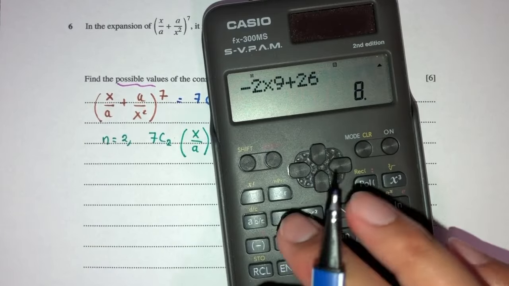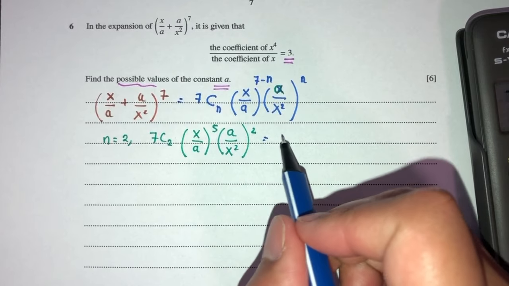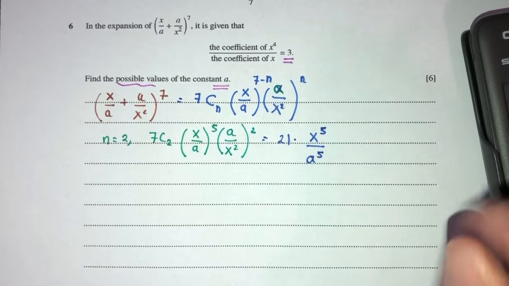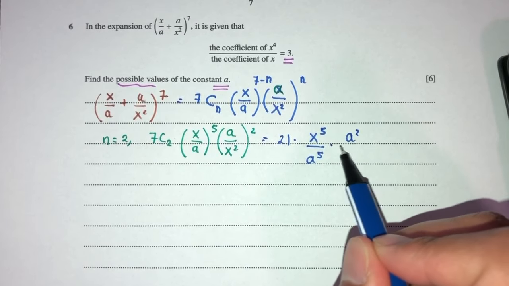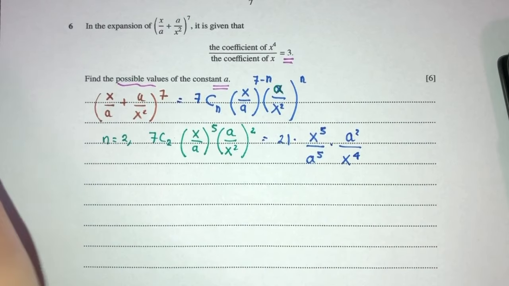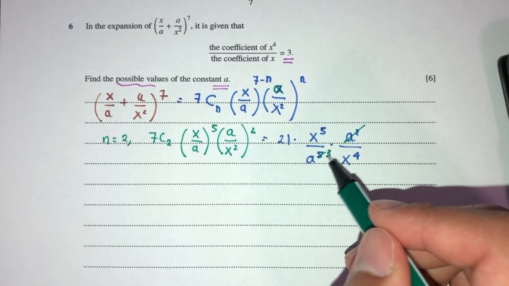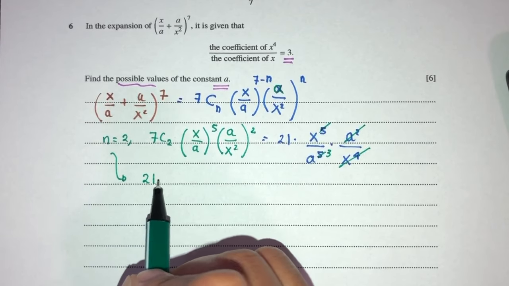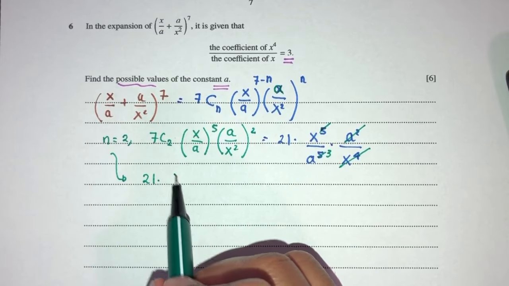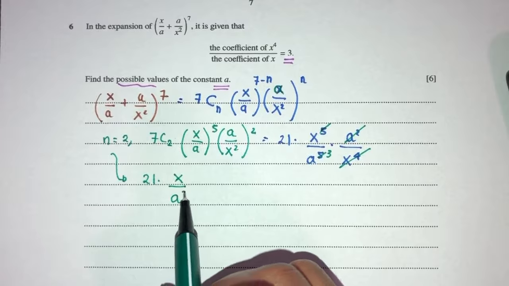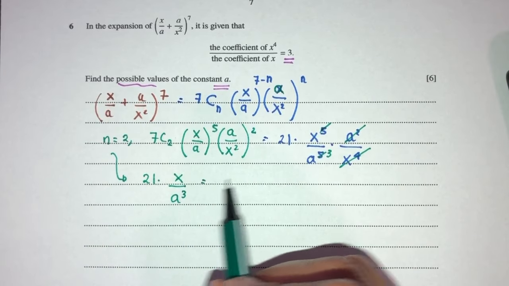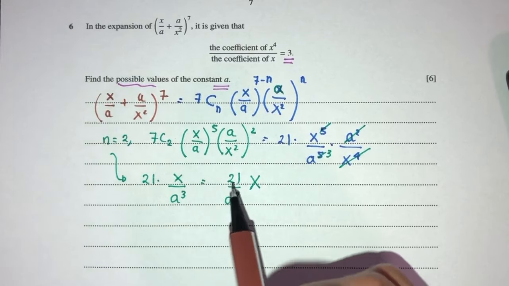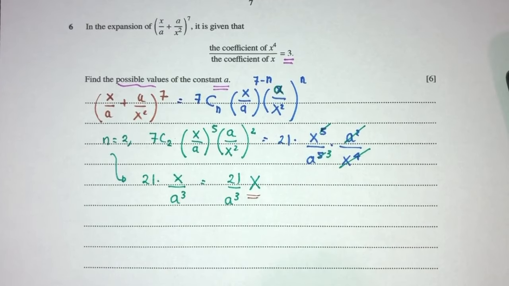Now 7 choose 2 is what? 7 choose 2 is a value of 21 times x power 5 over a power 5 times a power 2 over x power 4. So this will cancel with this, and this will go away with this. Therefore, in the end, this whole thing will become 21 times x over a power 3. This is simply 21 over a power 3 times x. Okay, so we need the term in x, so we have the term in x for the bottom one.